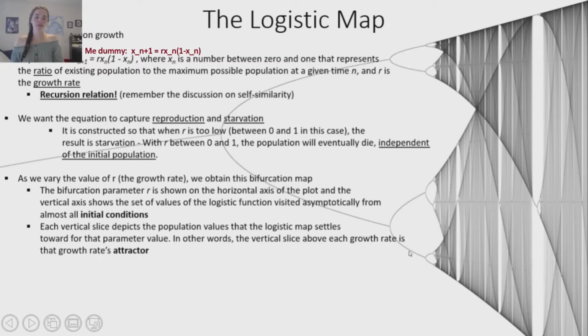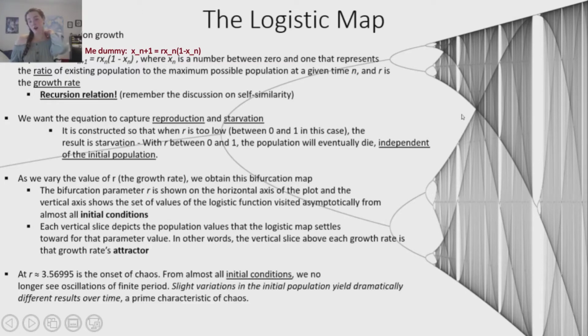And then if you go over here, it settles between 4 values. So this is what's called a 4-point attractor, because it settles between 4 values, and this is a 2-point attractor, and this is a 1-point attractor. So each vertical slice shows the attracted values. At r approximately 3.56995 is the onset of chaos. That's around this area here, and you can see it's very chaotic here. And then the chaos stops here, and here we have a 3-point attractor. So right up here is 1 point, 2, and then down here is 3.